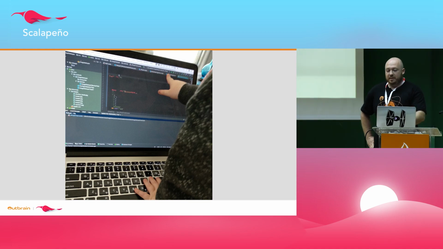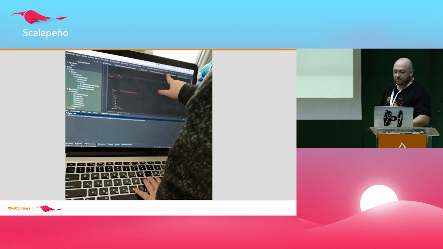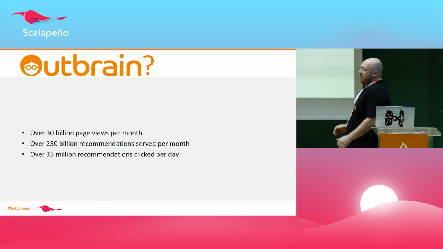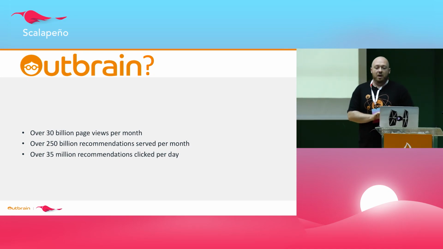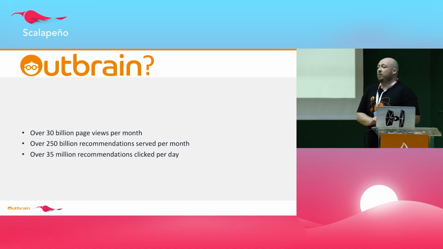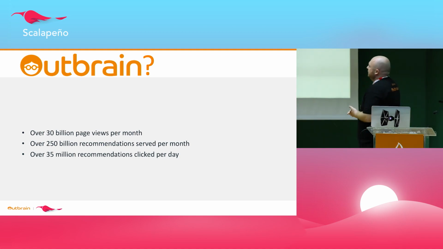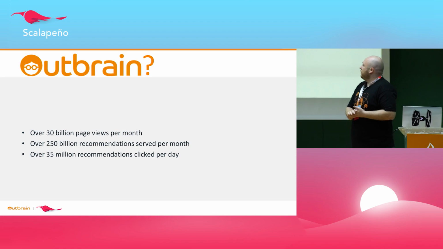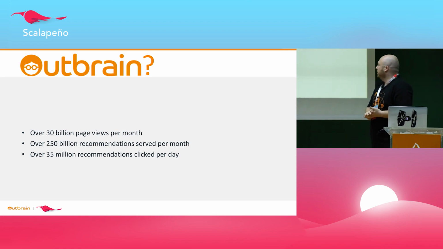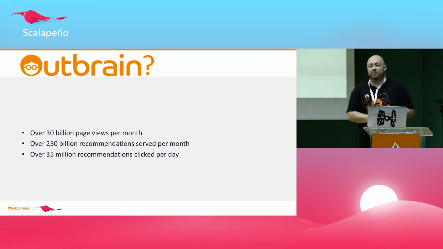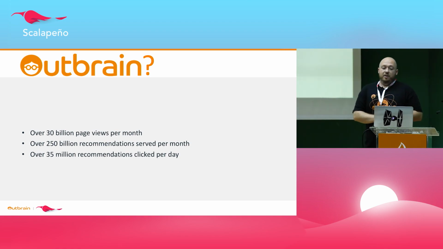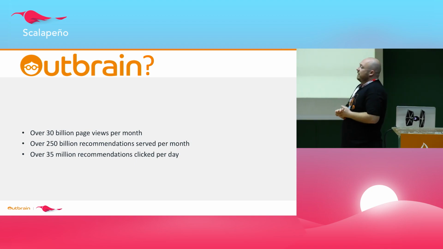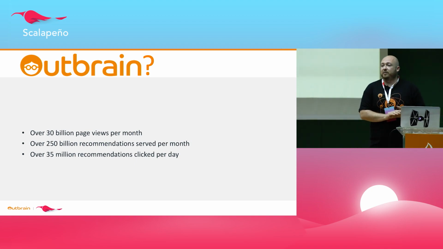Let me say a couple of words about Outbrain. Who are we? We're a content recommendation platform. You've probably seen our widget on CNN and many more sites. We have 30 billion page views per month, 250 billion recommendations served per month, and over 35 million recommendations clicked a day.